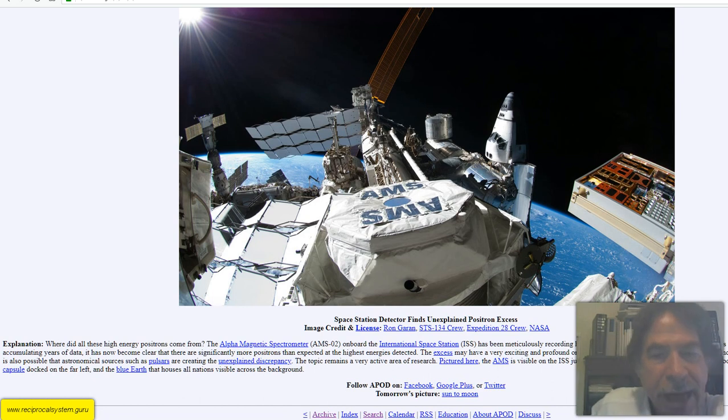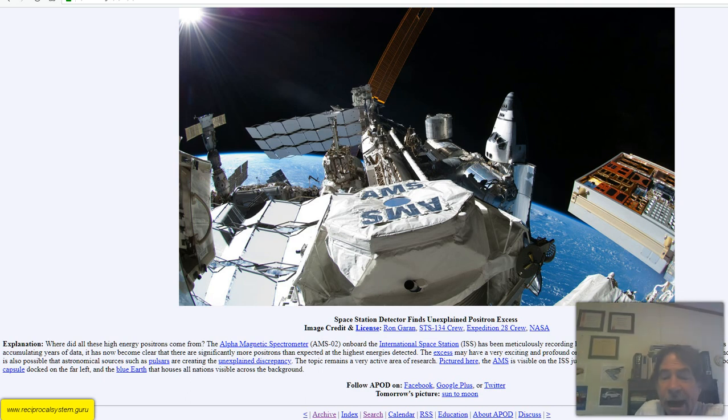This is actually from NASA. Space Station detector finds unexplained positron excess. Where do these high-energy positrons come from? The Alpha Magnetic Spectrometer, AMS-02, on board the International Space Station has been meticulously recording how often it is struck by both high-energy electrons and positrons since 2011. After accumulating years of data, it has now become clear that there are significantly more positrons than expected, according to current theory, at the highest energies detected.